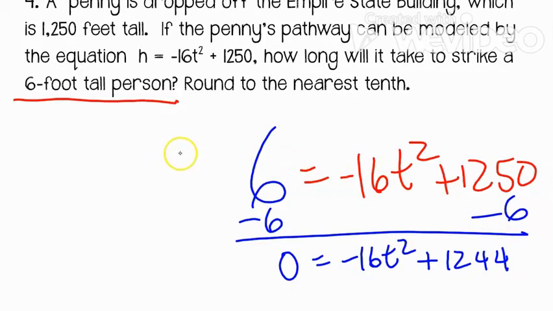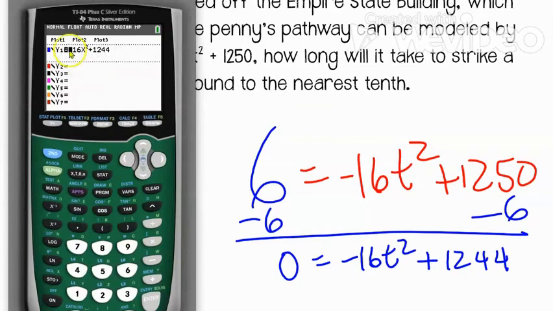Remember, I want to know when it hits this person who's 6 feet tall, and I've already substituted that value in. So now that I've taken that into account, I want to know what the 0 value is. Pause the video now and give it a try. Okay, let's see how you did. You typed your equation in.